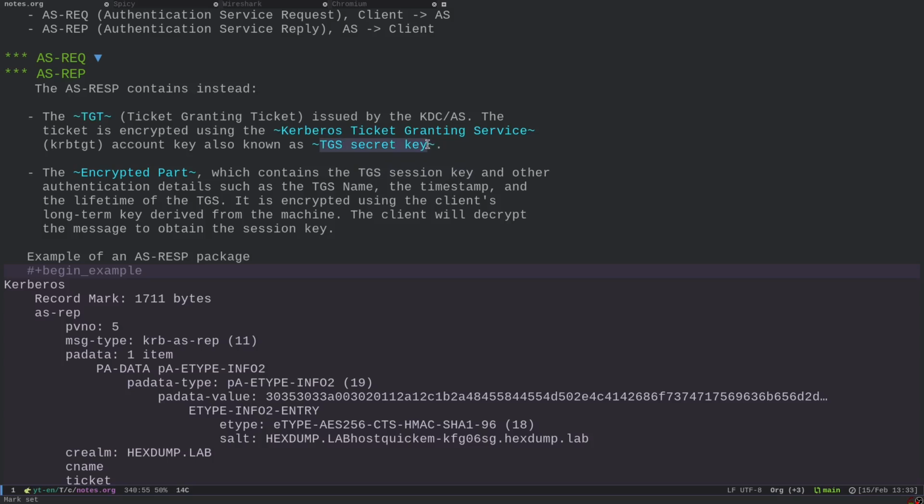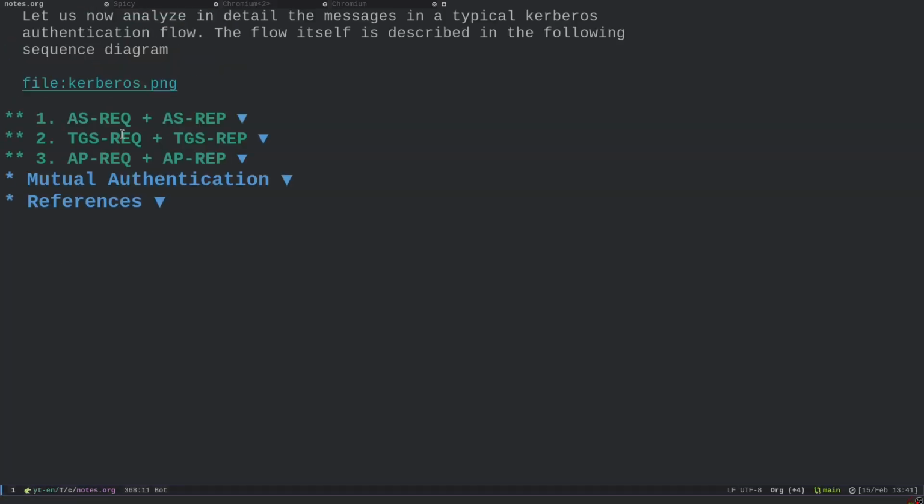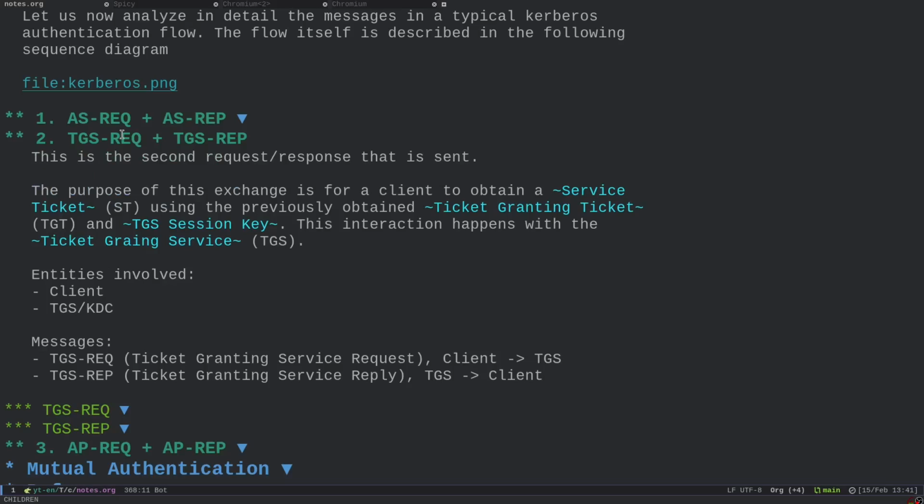So consider this. The TGS secret key is the long-term secret that the KDC knows. The TGS session key is only established for the current session from the client to the KDC. So this is the first request and response. So at this point, we can analyze the second request and response that is sent.